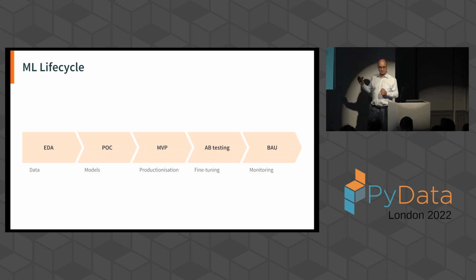Classically, there are 5 steps of an ML lifecycle. You have EDA, exploratory data analysis, when you are concerned about the data, proof of concept, when you are concerned about the models. In the MVP stage, you are doing productionization, and fine-tuning in A/B testing, and classically you think of business as usual as an important place for monitoring.